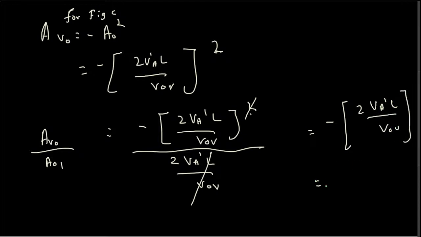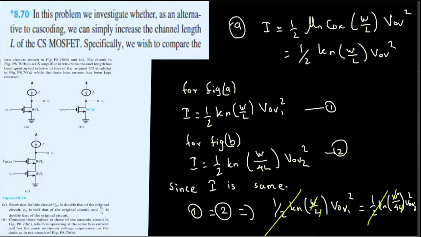instead of this whole term you can replace A naught 1, because that is the exact same thing we have. So we can say AV naught is negative A naught 1 times A naught 1. Okay, that's the relationship. It is just squared. That's what they're asking us to prove.